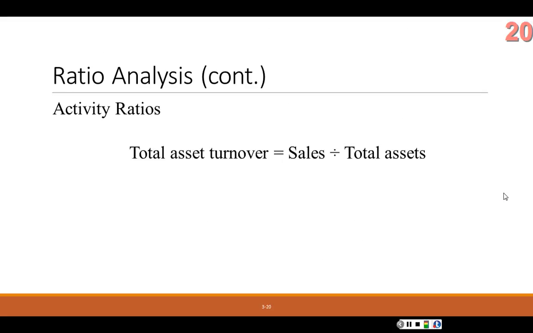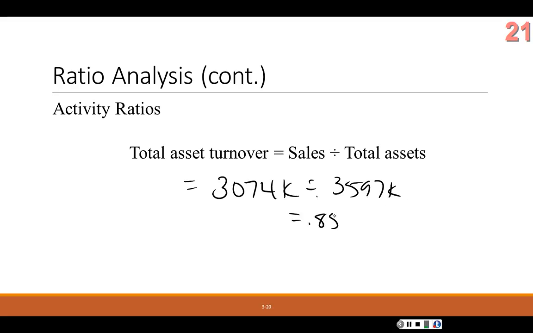Total asset turnover. How quickly are our assets turning over? Sales over total assets. For Bartlett Company, we have sales in 2012, 3,074. We divide that by our total assets found on the balance sheet, 3,597. And that gives us 0.85.